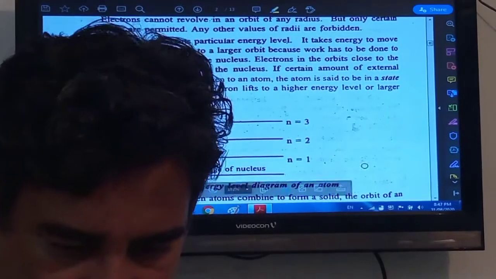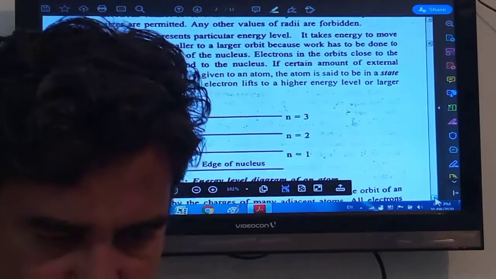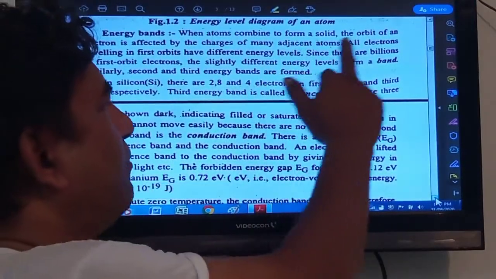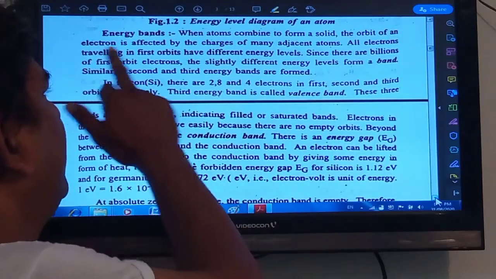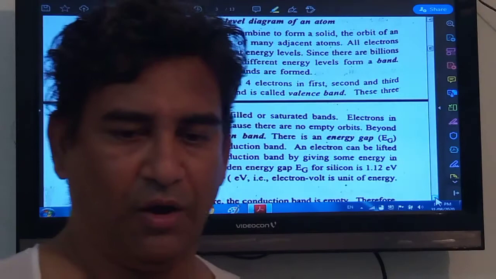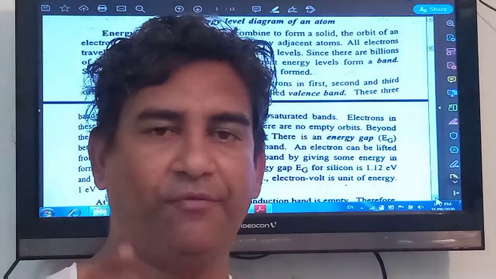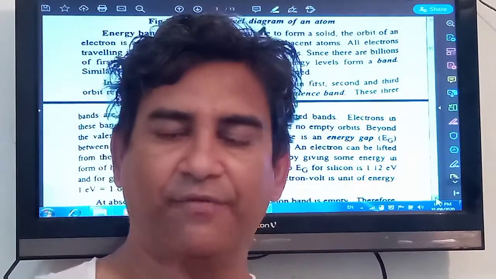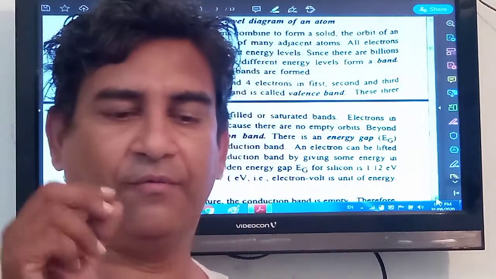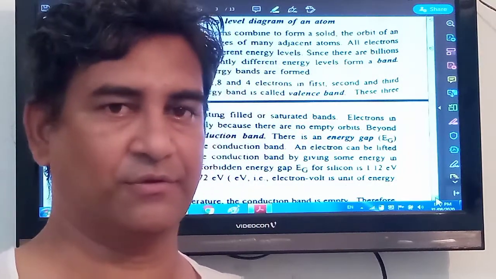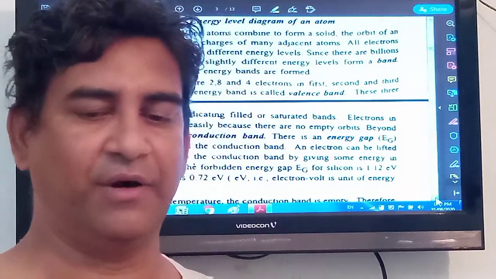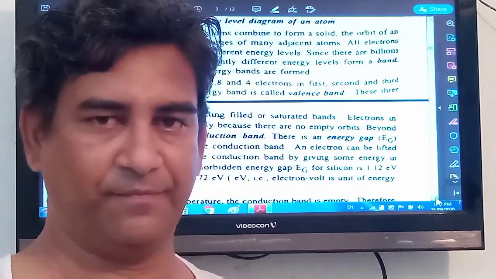Then the energy band. When atoms combine to form a solid, the orbit of an electron is affected by the charge of many adjacent atoms. All the electrons traveling in the first orbit have a different energy level, since there are billions of first orbit electrons. The slightly different energy levels form a band.